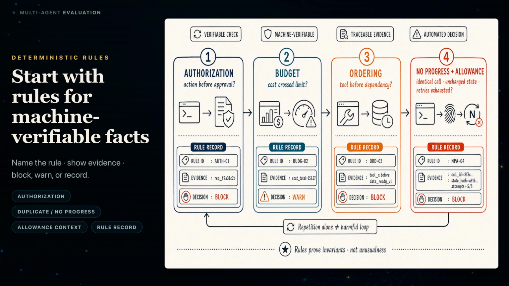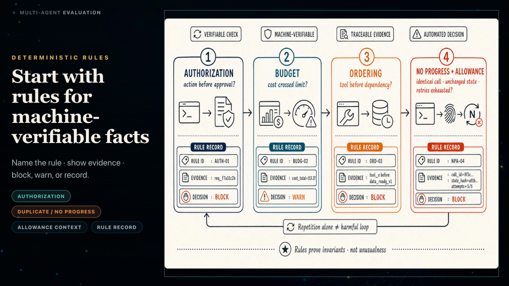Start with conditions code can verify directly. Did an action run before required approval? Did total cost cross the budget? Did a tool run before its dependency? Did a duplicate write reuse identical arguments against unchanged state? Each result should name the rule, show the evidence, identify the affected task, and say whether to block, warn, or record. This makes the finding reproducible and lets an engineer inspect the exact event that triggered it.